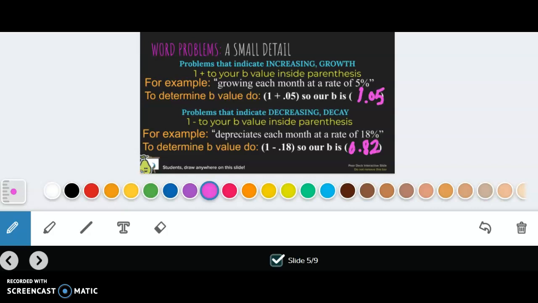Okay, and so now I can see that my B value is less than 1, right? So then I know that, yes, it is a decreasing problem. And up here at the top for the increasing, you see how it's above 1, 1.05, so I know that, yes, that is indeed a growth.